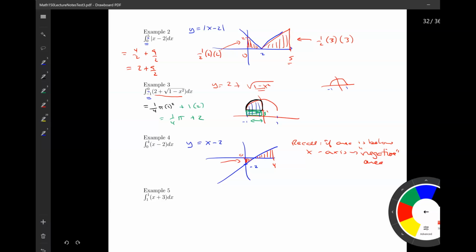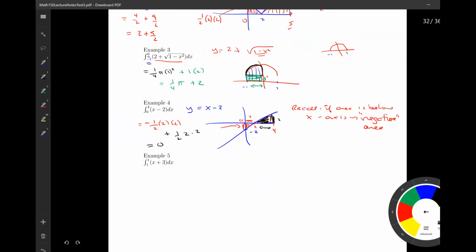So this area here, since I see it's below the x-axis, this will be negative, and the area of that triangle will be 1/2 base times height. So this will be 2 this way, and this distance here will be 2 as well. All right, let's look at this area here. This area is above the x-axis, so I'll be adding on 1/2, and this distance is 2, and this distance is 2. Oh goodness, so they end up canceling out, so I get an area of 0. So this negative area cancels with this positive area.